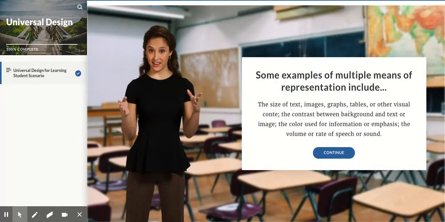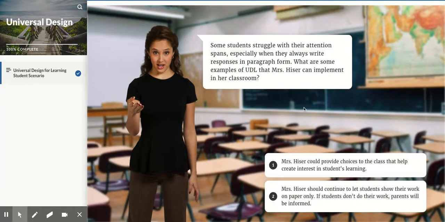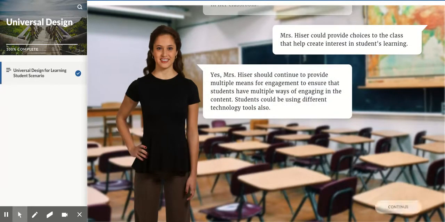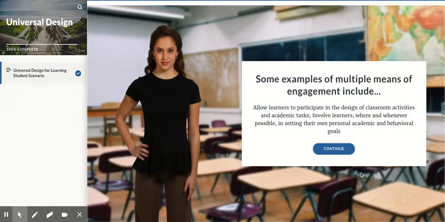Furthermore, the learner will be getting more examples of multiple means of representation. Additionally, the student is confronted with another question. Again, the student can choose the incorrect answer or can choose the correct answer. Now, again, if the answer is correct, the student will get feedback, as well as if the student selects the wrong answer. The learner will then select continue and will be getting more examples that represent multiple means of engagement.